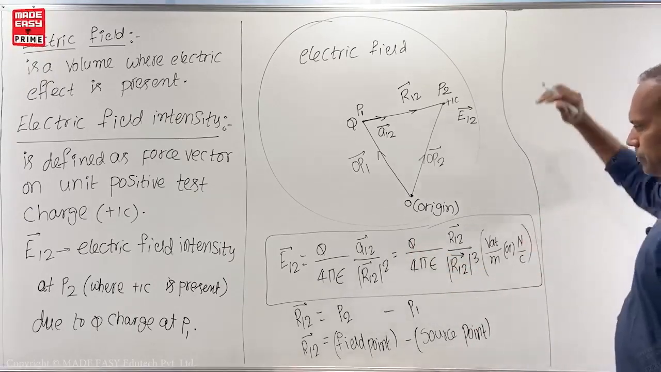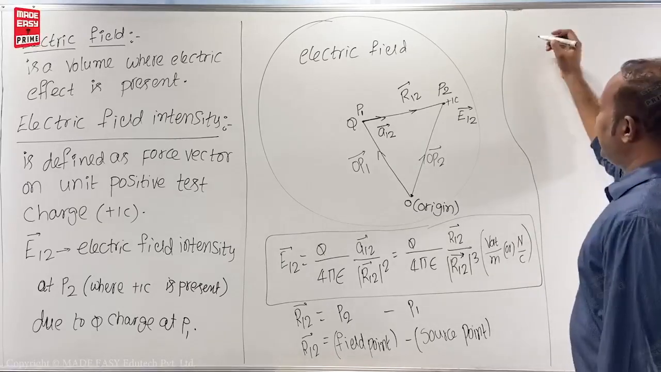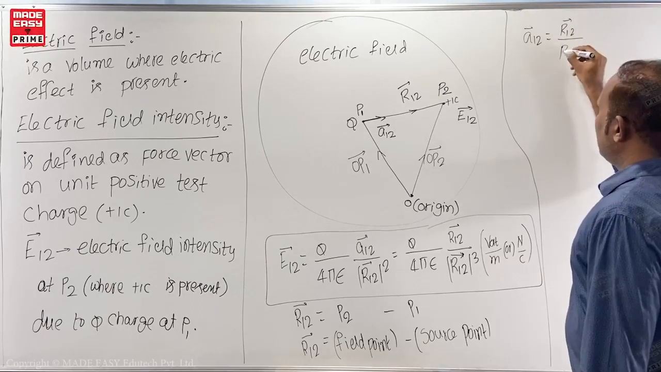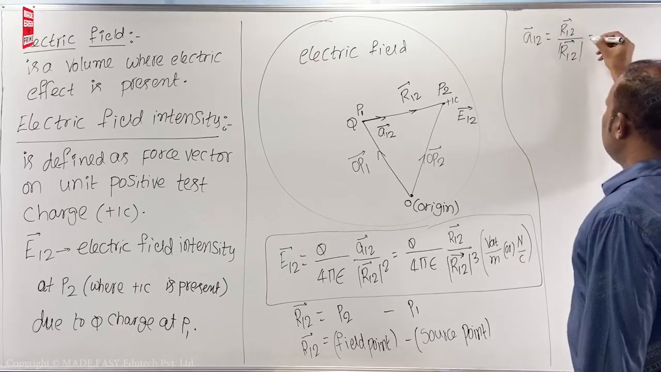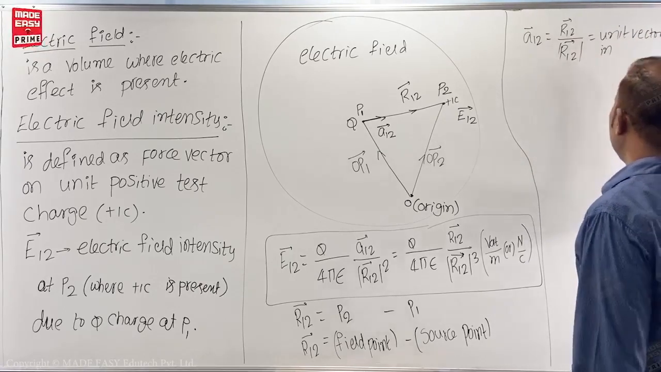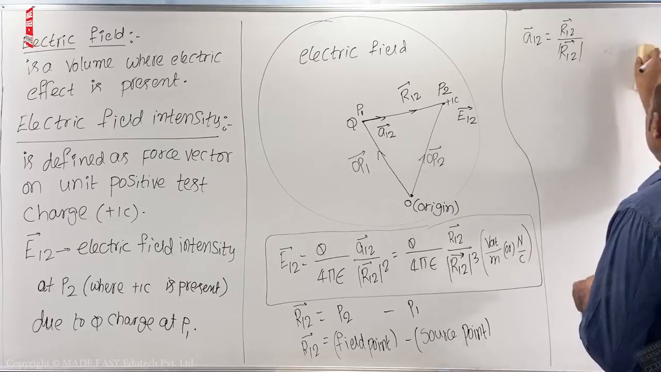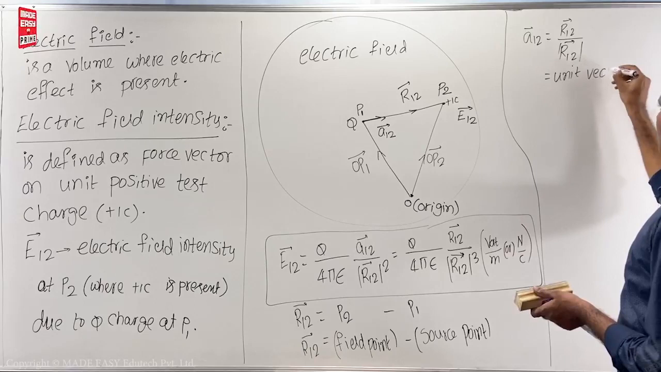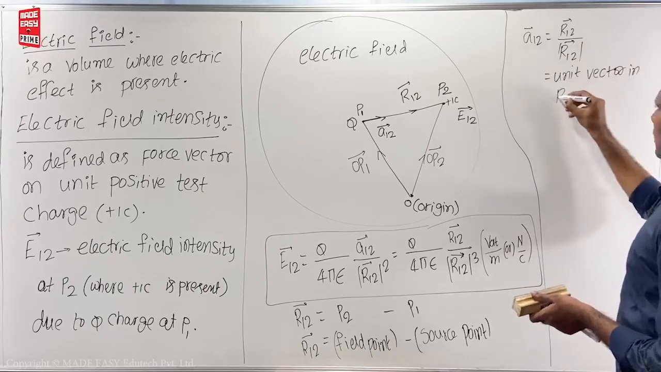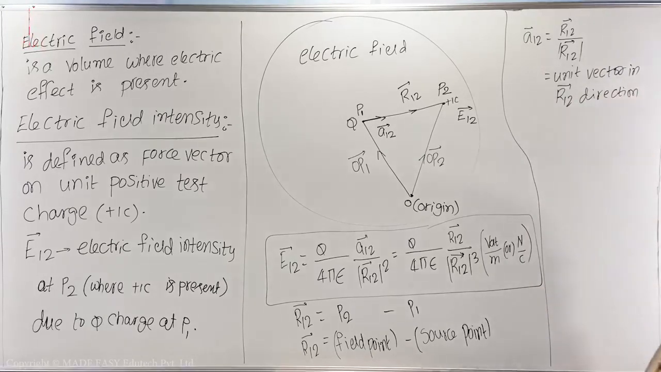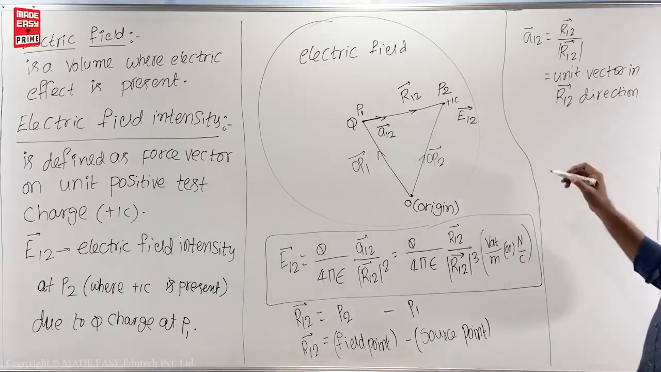Now, dear students, if you want, you can write here A12 bar is equal to R12 bar divided by modulus of R12. So this is a unit vector in R12 bar direction. R12 bar is distance vector from point 1 to point 2 actually. Okay, dear students. Now one more point.